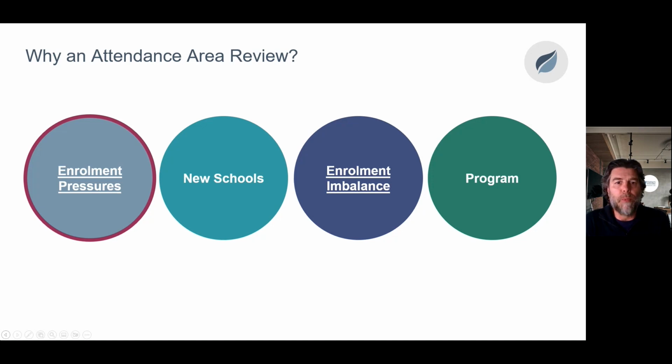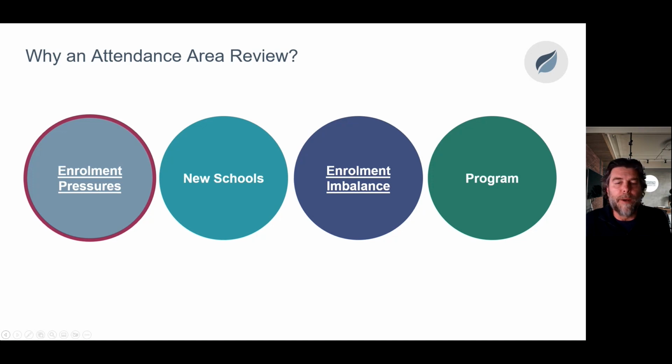The other reason why a board might consider a boundary review is when a new school opens. If that new school requires a new boundary and it impacts some of the existing schools, again, a boundary review may be necessary to determine what that new school's boundary will look like. Another reason is an enrollment imbalance, similar to the first point about enrollment pressures. The school board may have some schools that are significantly over capacity. They may have some schools that are under capacity, and they may need to just try to better balance or equalize enrollment for those various schools.